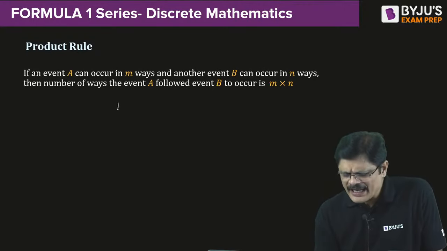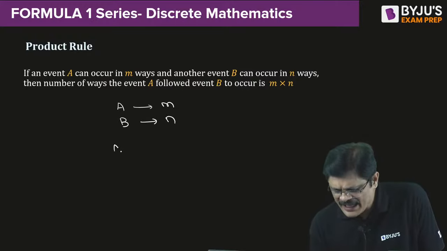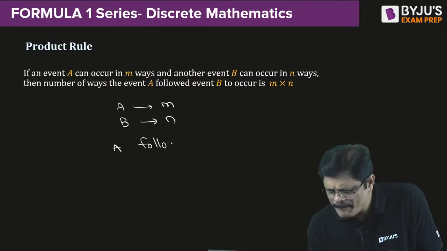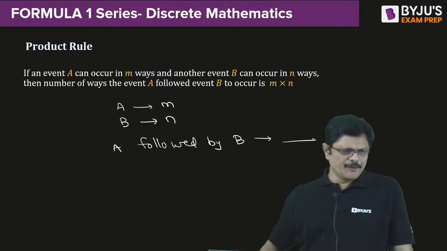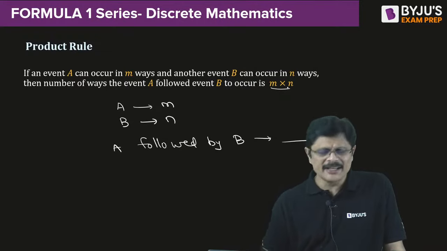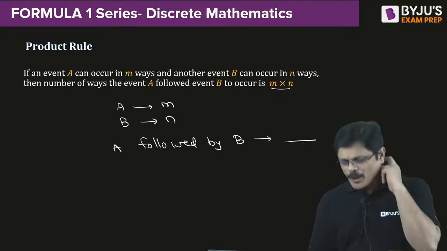Same story here. Event A can happen in m ways. Event B can happen in n ways. Then A followed by B can happen in how many ways? If you know it, I think already answer is given. You can answer. A followed by B can happen in how many ways?